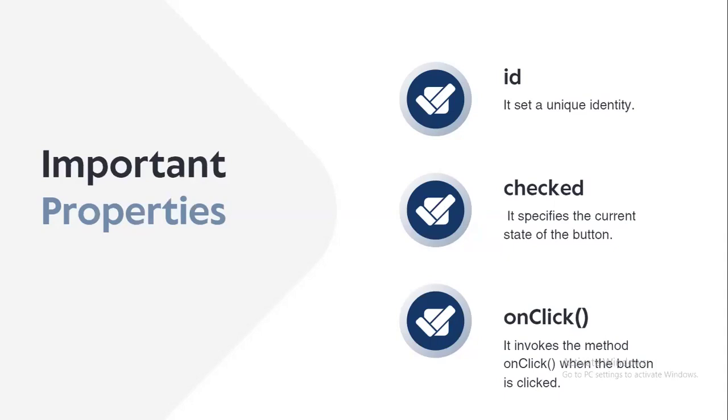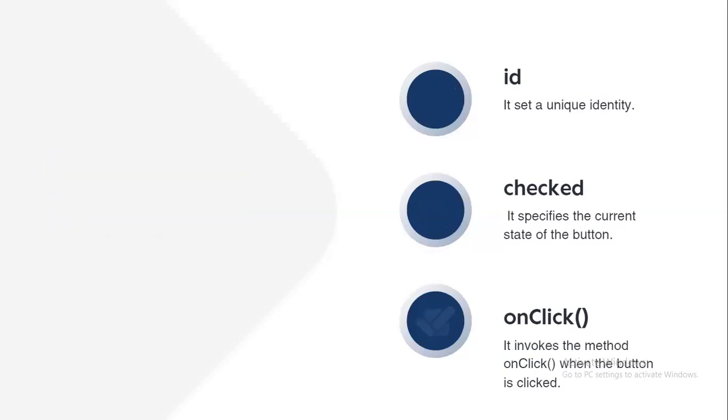And the third property is onClick. It is not a property, it is a method. It invokes the onClick method when the button is clicked. So each radio button has an onClick method, and you can perform certain activities based on this onClick method. Means if you want to perform some operation on click of the radio button, then you can use this. So these are the three important properties that we can set while using radio buttons.